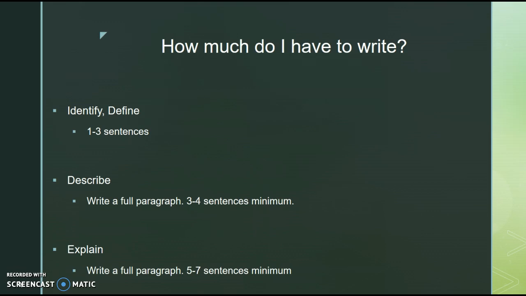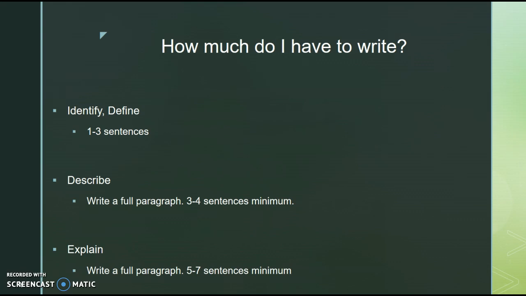These are similar, but they're fundamentally different things. Identifying, that just means you're naming it, right? They give you a map of two countries and they say which one is the unitarian government, and you say Japan. That's identify. Define is to give a definition. So you're going to be writing a little bit more, right? A couple of sentences.